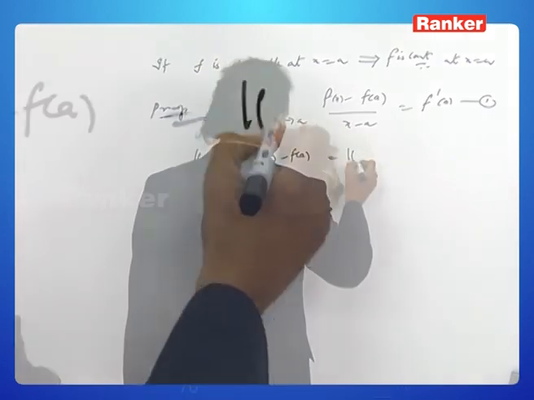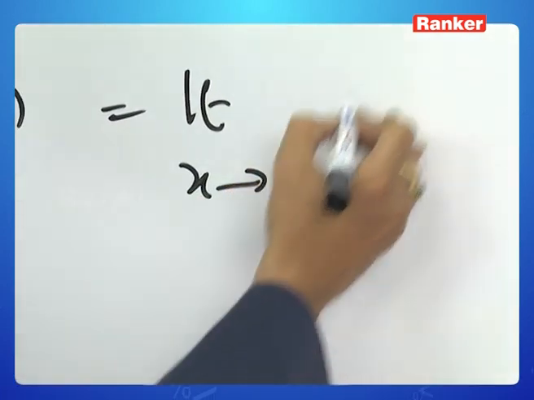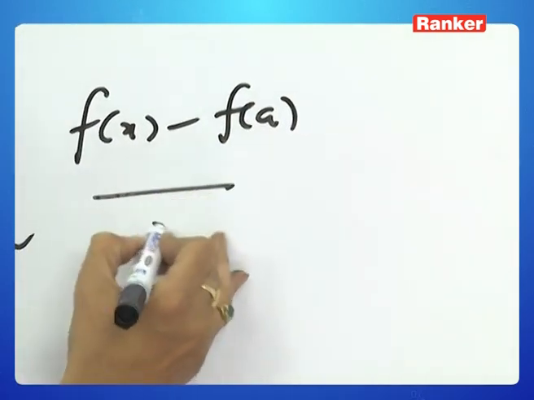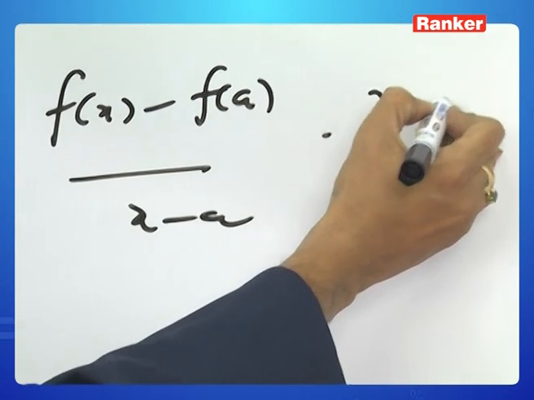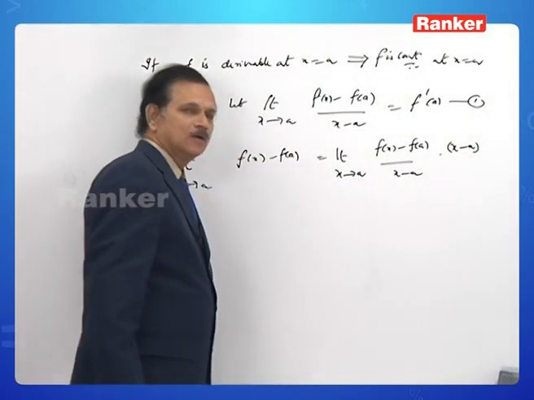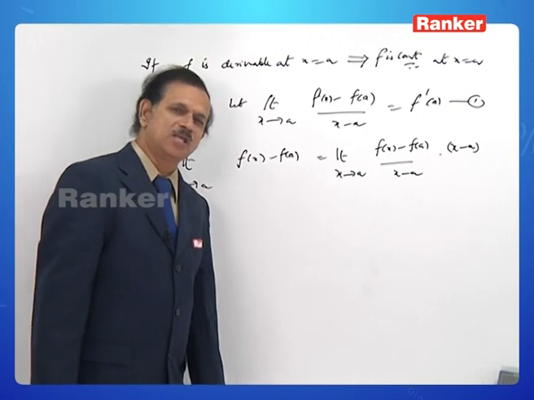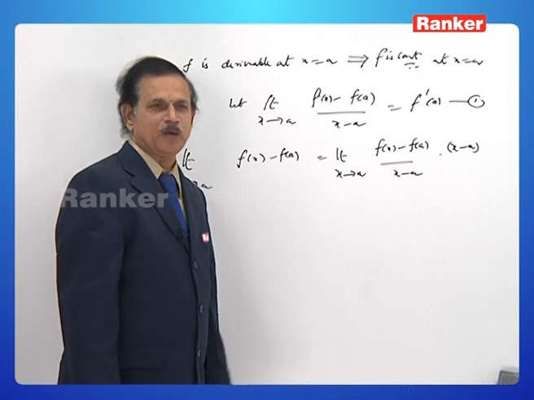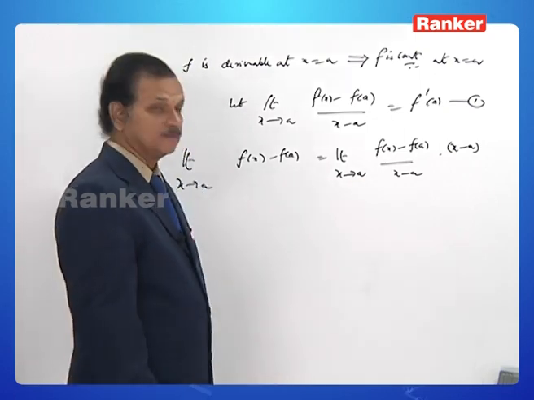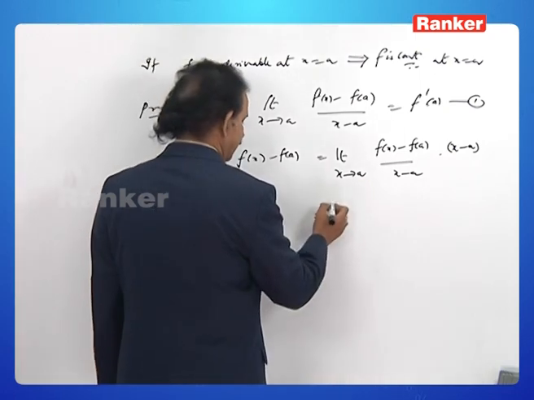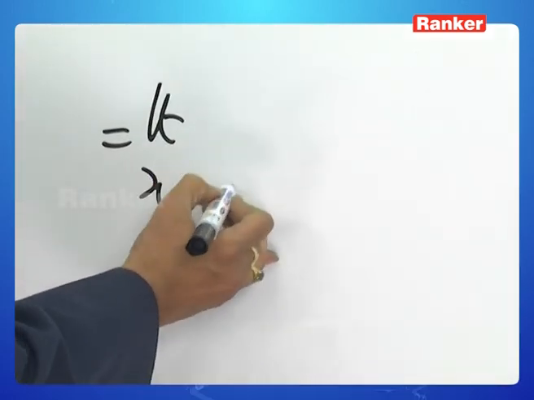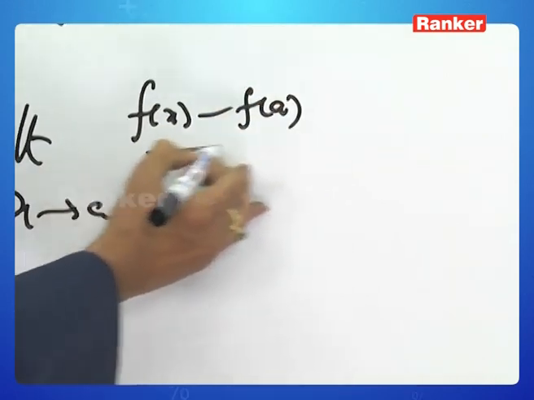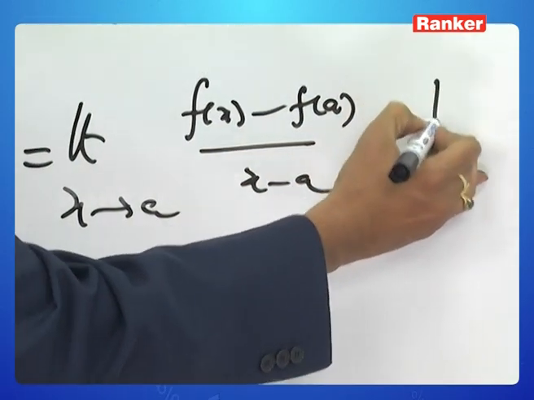It is equal to the limit as x tends to a of (f(x) − f(a))/(x − a) into (x − a). I think you have seen what I have done. I have just multiplied and divided by (x − a). Now this is therefore equal to the limit as x tends to a of (f(x) − f(a))/(x − a) into (x − a).